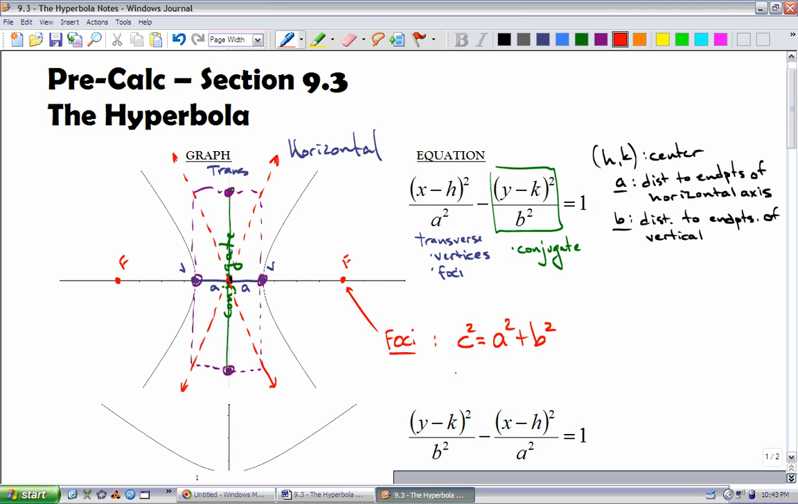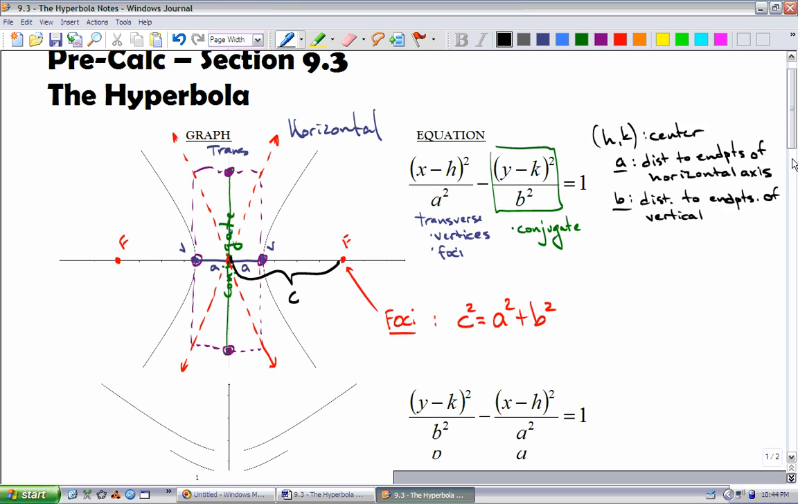In the ellipse, it was minus, A squared minus B squared, or B squared minus A squared. But in the hyperbola, it's C squared equals A squared plus B squared. And again, that is this distance right here. This is C.